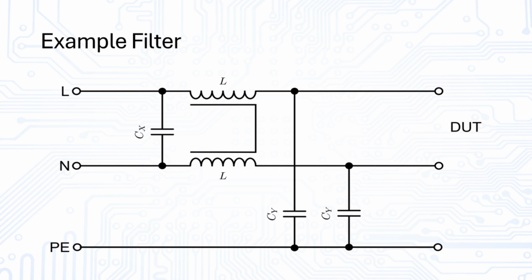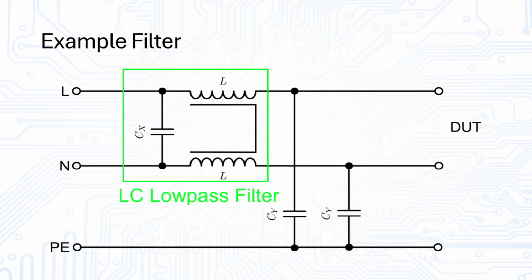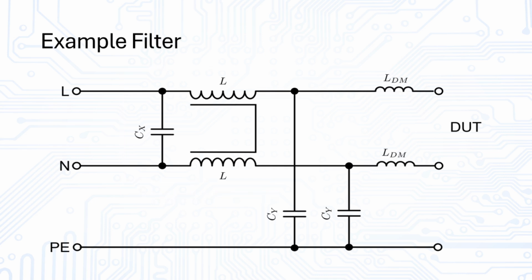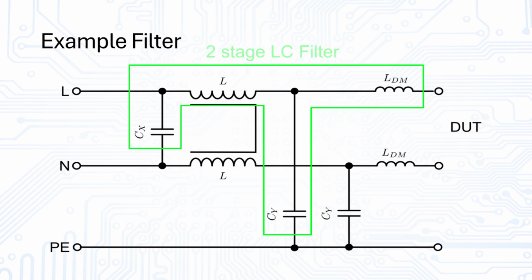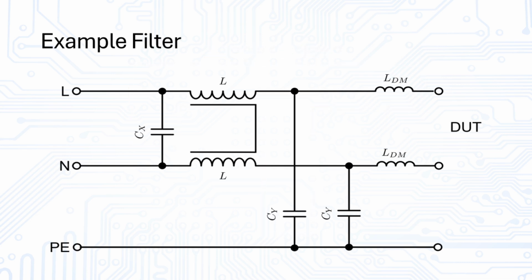This X capacitor, along with the leakage inductance of the common mode choke, forms an LC low-pass filter for differential mode signals. Optionally, if the necessary space is available, a dedicated differential mode inductance can be added to each power supply line between the Y capacitor and the DUT, forming a 2-stage LC filter. A resistor is placed in parallel to the X capacitor for discharging purposes if the power supply is disconnected. The time constant of this discharge should be in the order of seconds.